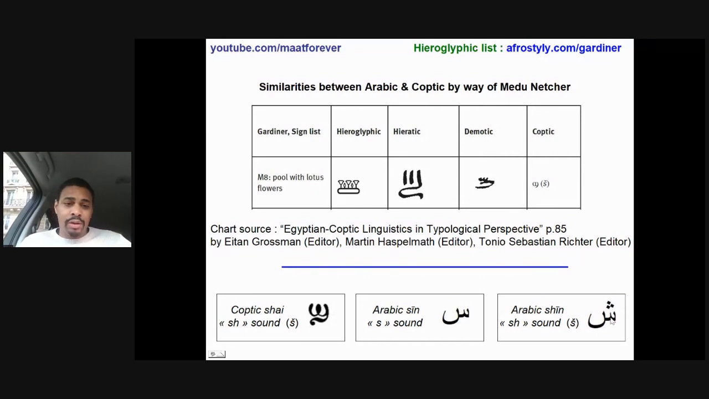And when we compare the Coptic Shai, the shape of the symbol or the letter is similar to the shape of the Arabic sin / shin. So we have a similarity in the shape of the letter, and also it stands for the same sound, the sh sound. That was one example.